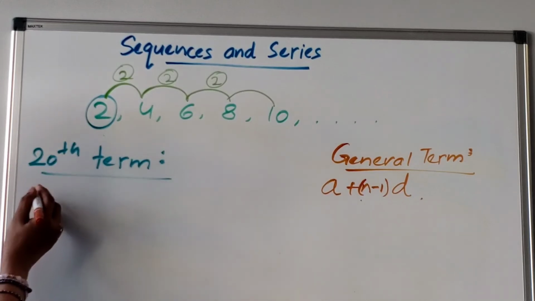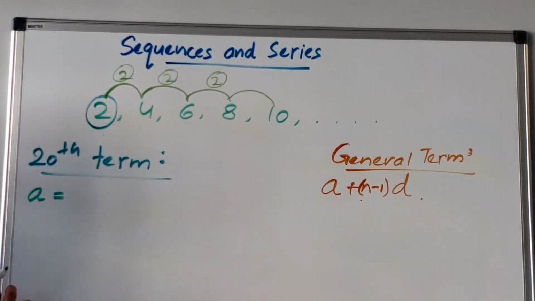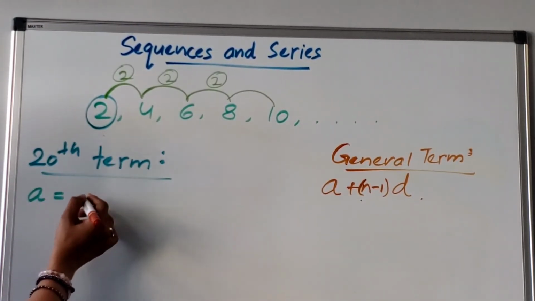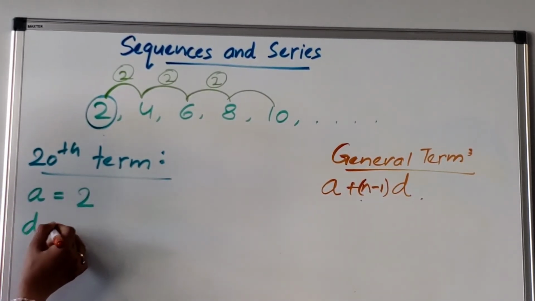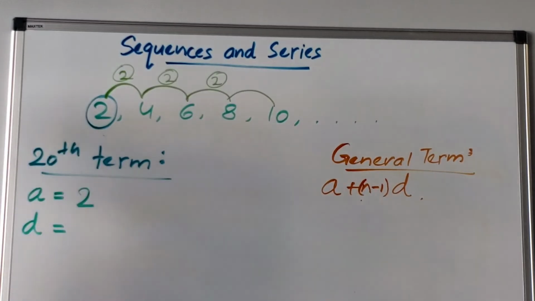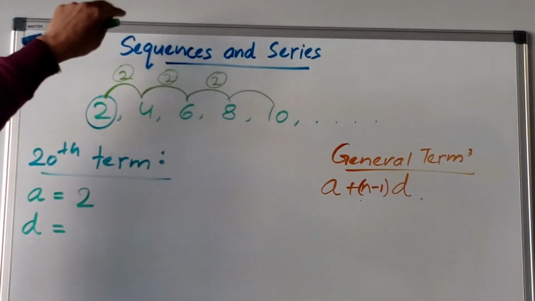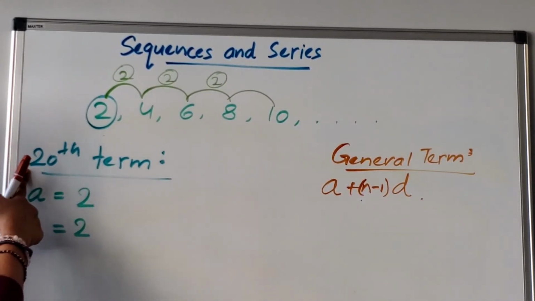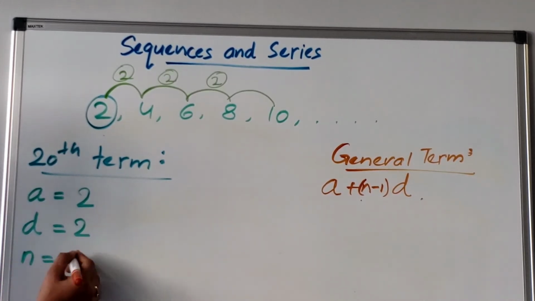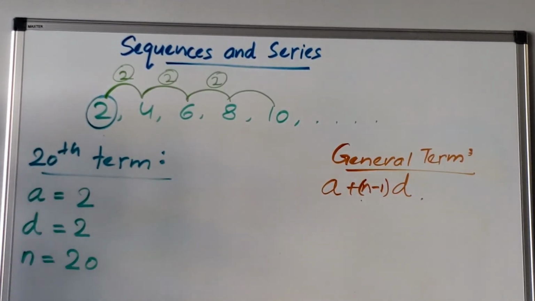So for this sequence, if I want to find out the 20th term, I need to know the A, and my A is 2, the first term. By what number are my terms increasing each time? My terms are increasing by a 2 each time, so that's the common difference. I want to find out the 20th term, so my number of term is 20. Right? Now, to calculate the 20th term, I use the general term formula.